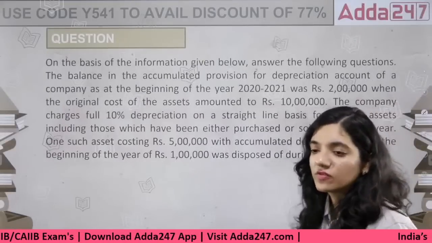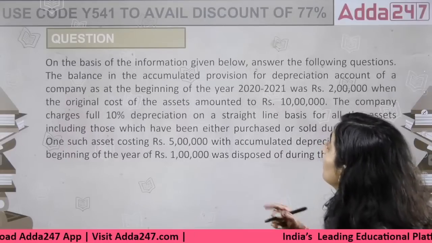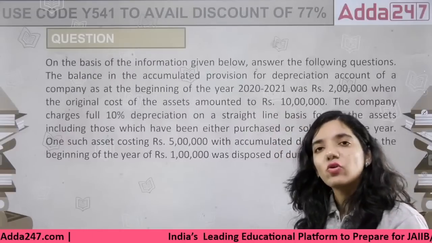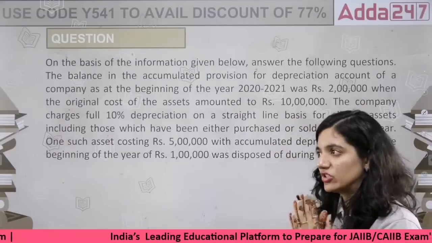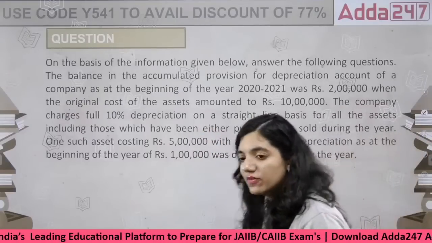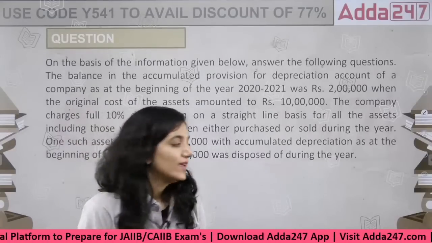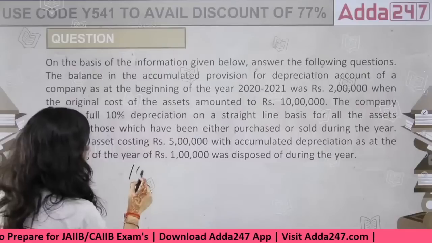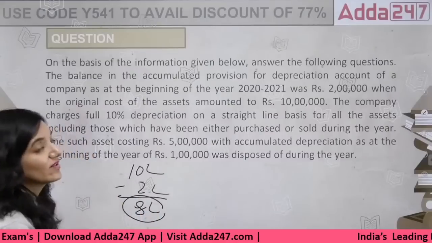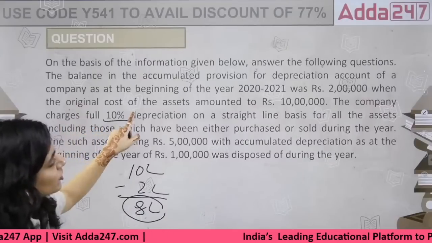The next question says, on the basis of the information below, answer the following questions. You are given accumulated depreciation provision for the company at the beginning of the year 2021. Till now, there was already accumulated depreciation. The depreciation which is there in a collective form is right now 2 lakh for the original cost of the asset, which was 10 lakh. So if I ask you today, if the depreciation is till now 2 lakhs, the value was 10 lakhs, can you tell me the value today? It is 10 lakhs minus 2 lakhs, the value of the asset today after considering the depreciation should be 8 lakhs. Right? The company charges 10% depreciation on straight line basis.